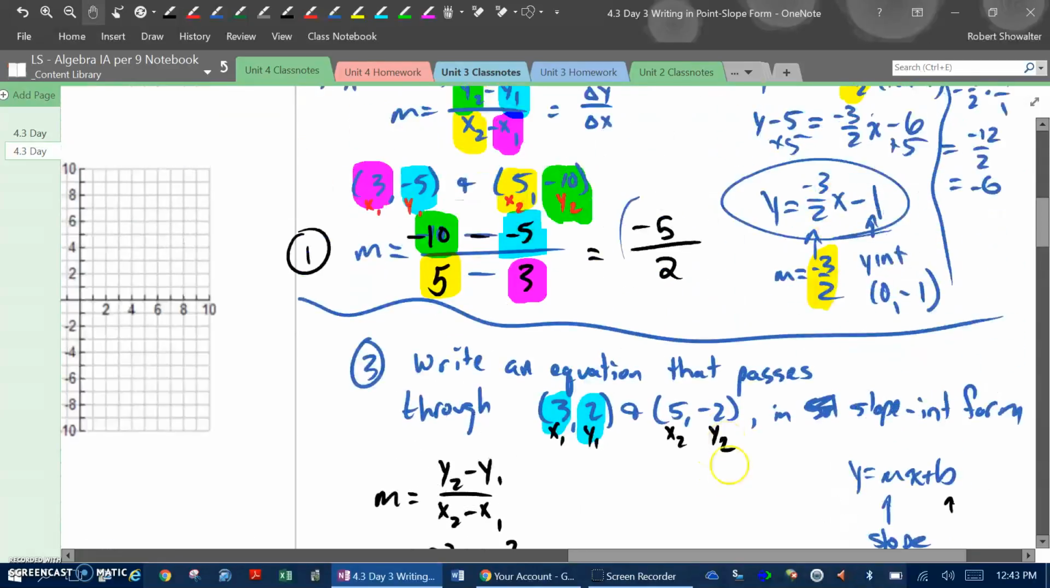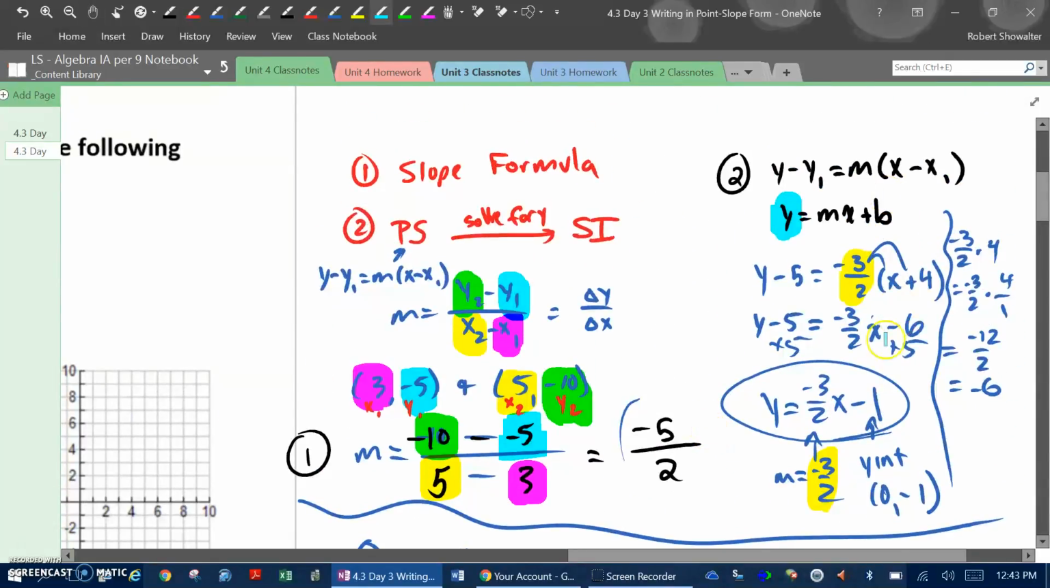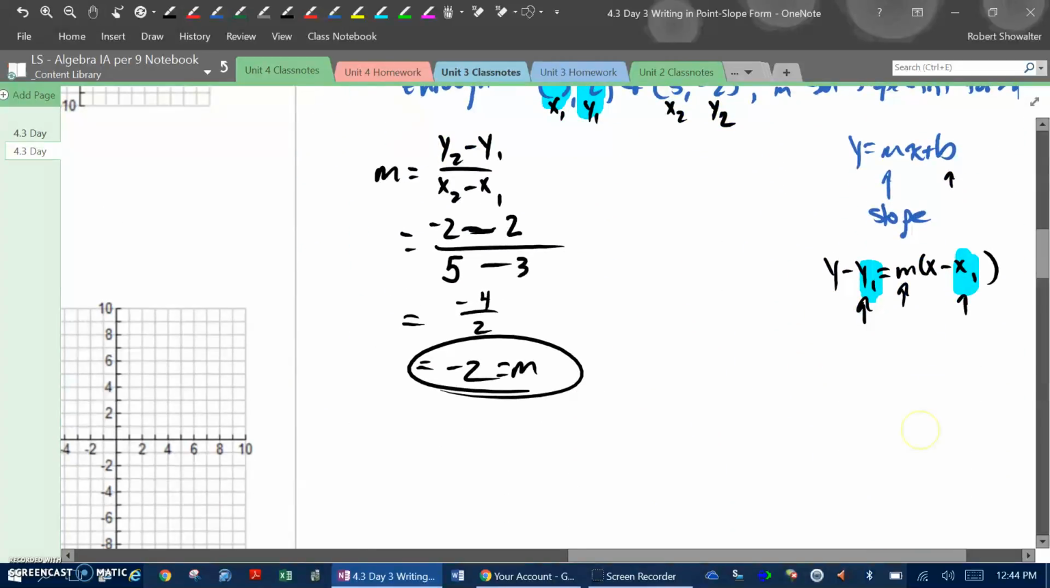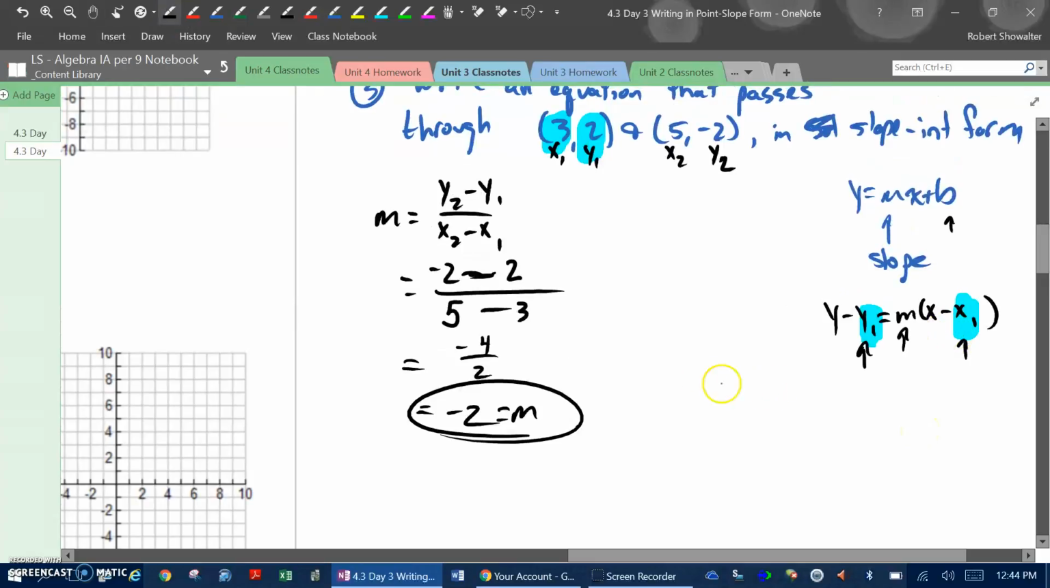Then we're going to use this second type of problem where we're going to convert it and solve it for y. So let's go ahead and do that. A good way to start is just writing this down before you actually try to put numbers in. Write that form down, strip the x1 from it and the y1 from it and the m from it, because we know we're going to put numbers in there.